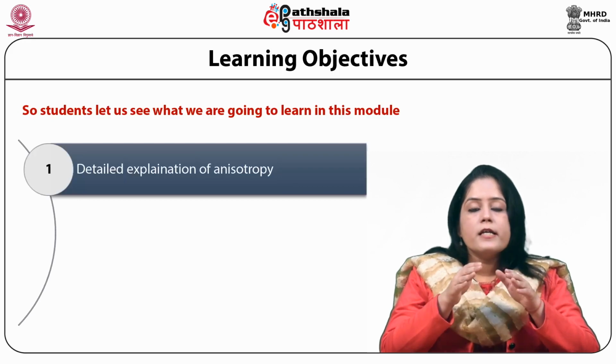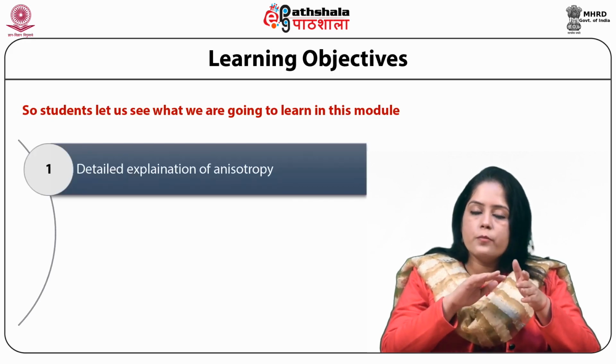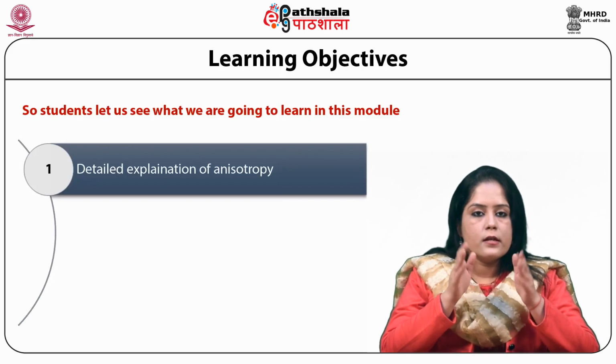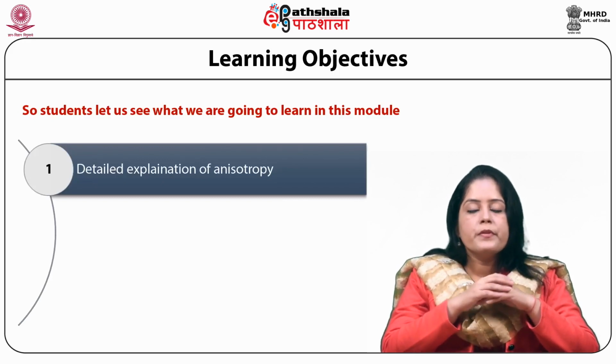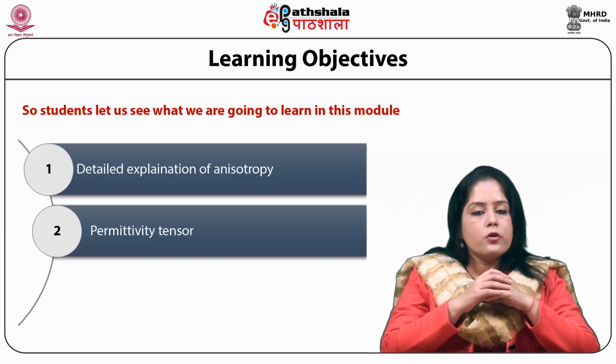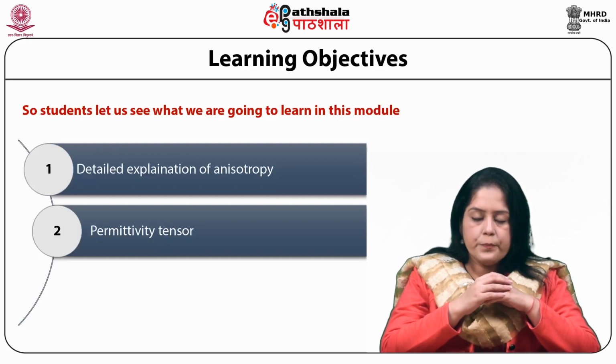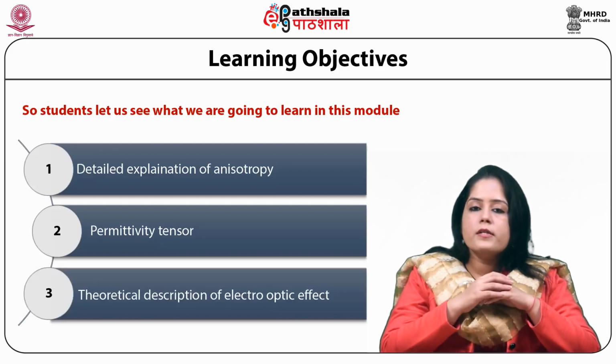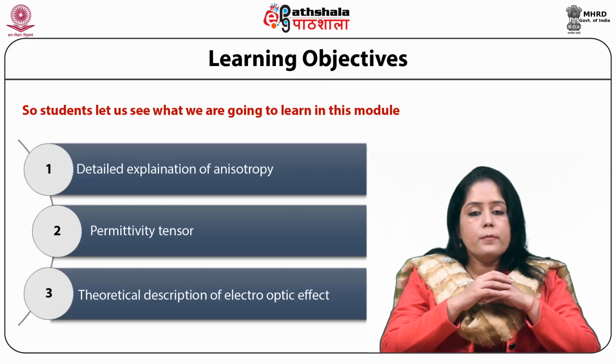First, a detailed explanation of anisotropy and permittivity tensor will be discussed. Second, the theoretical description of electro-optic effect will be discussed in this module. Third, we will also discuss the magneto-optic effect. So students, let us start with a basic introduction about the module.